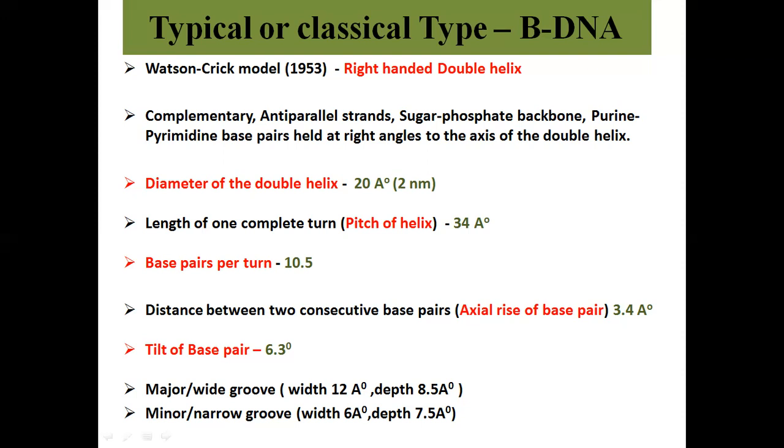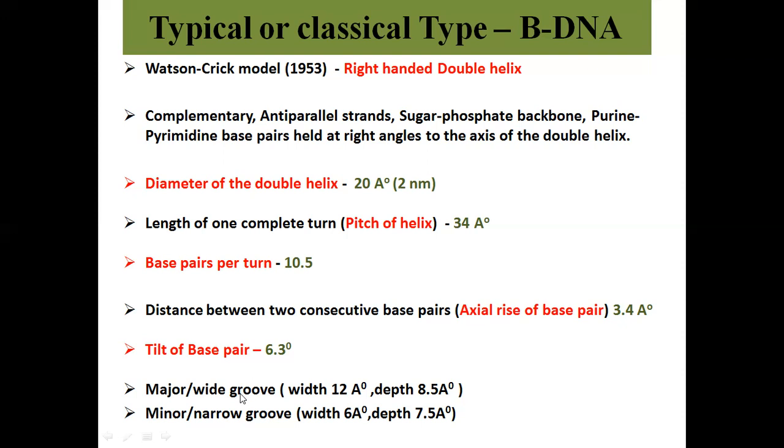In the same way, the distance between two consecutive base pairs, 3.4 angstrom, is equal to 0.34 nanometer. So don't get confused when you see nanometer in place of angstrom in any textbook. Both are the same. Then base pairs per turn is 10.5. And the distance between two consecutive base pairs, also known as the axial rise of base pair, is 3.4 angstrom. And the tilt of base pair is 6.3.